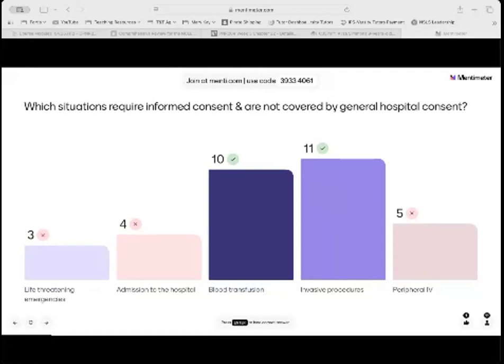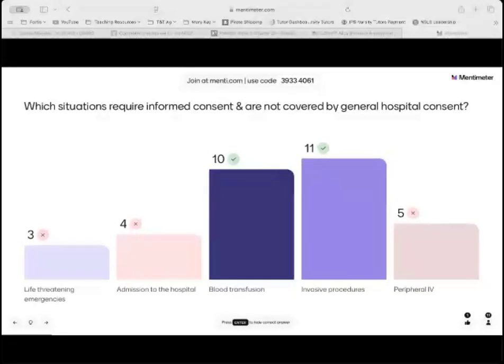Same thing with invasive procedures. So those are going to be surgeries or a little bit more advanced procedures. Our peripheral IVs are going to be included in that general hospital consent, and that's what we get on admission. If we come in with a life-threatening emergency, we are not going to delay your care by making you sign paperwork. We want to make sure that we get you stabilized and safe before we go around to doing any additional paperwork. So we will treat you without any consent, honestly, until we get you stabilized.